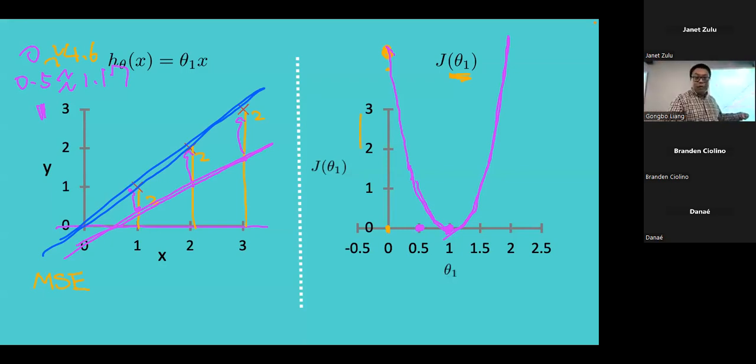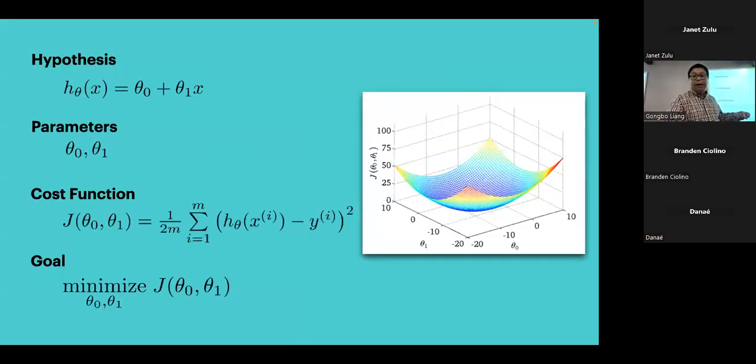This is when we only have one parameter, one theta. When we have two thetas, the cost function will be a bowl shape, a two-dimensional shape. In this case it gets more complex, but it still follows the same theory.